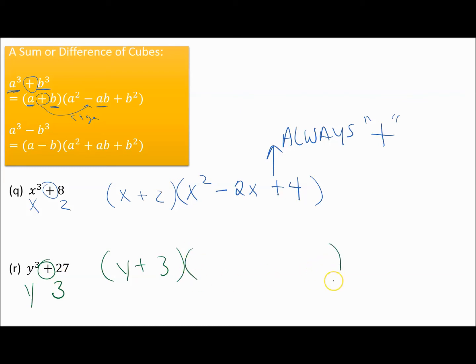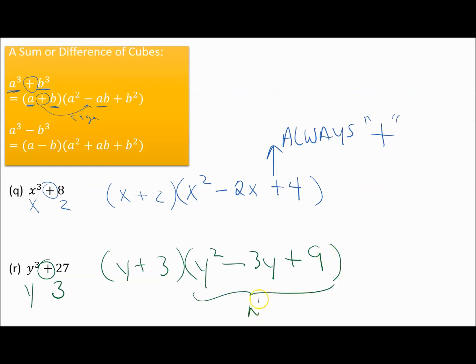And then the second set of parentheses is where you've got to square things and multiply things together. So the first one's always the first one squared. So y squared goes there. If you have a plus here, you change the sign. You multiply these together, so that's 3y. And then you always put a plus and square the last one. 3 squared is 9.